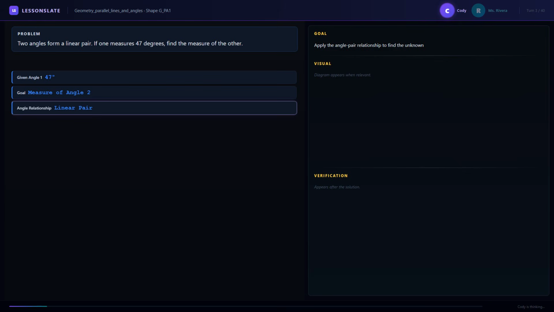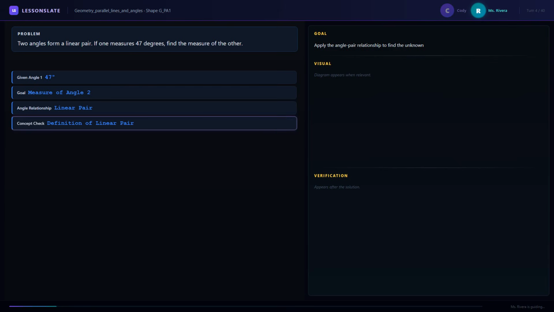I'm really curious about what linear pair means for how they relate to each other. That's an excellent question to focus on, Cody. The term linear pair tells us everything about the relationship between those two angles. Can you tell me what the word linear usually makes you think of in geometry, perhaps in relation to lines or angles on a line?